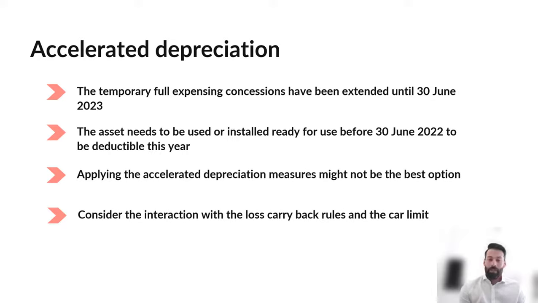Now, the other thing to consider, which a lot of people don't think about, is the car limit. So if you buy a car, and a car doesn't include a truck or a ute or a van, it's just a car that's primarily designed to carry passengers, there is a limit on the deduction you can claim, and for the 2022 year, that's about $60,000. So what that means is if I went and spent $100,000 on a car, I can only ever claim $60,000 of that. So while I've gone and spent the 100 grand, the accelerated depreciation measures will apply, but I'll be limited to 60,000. So that's something that people forget a bit.